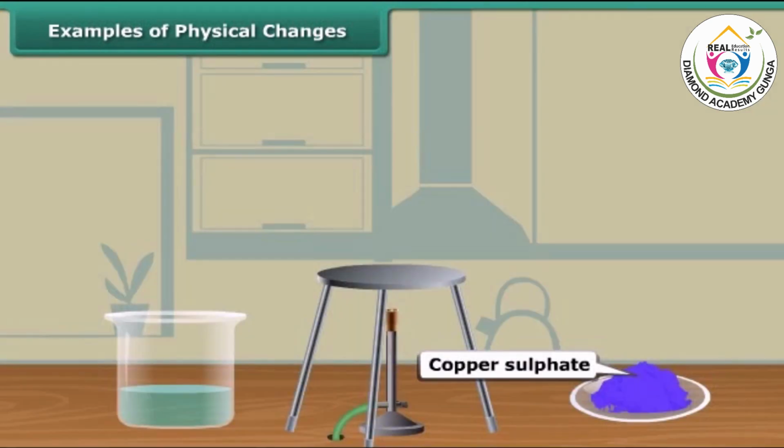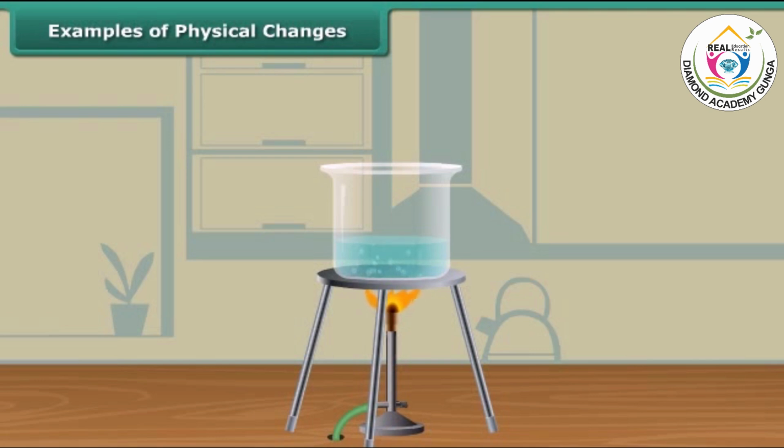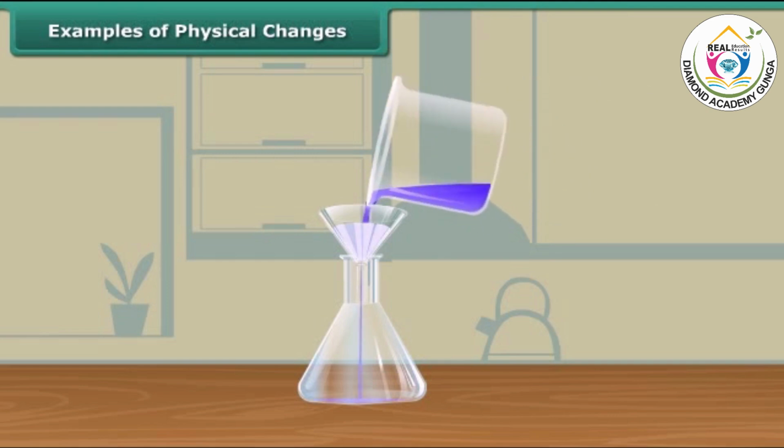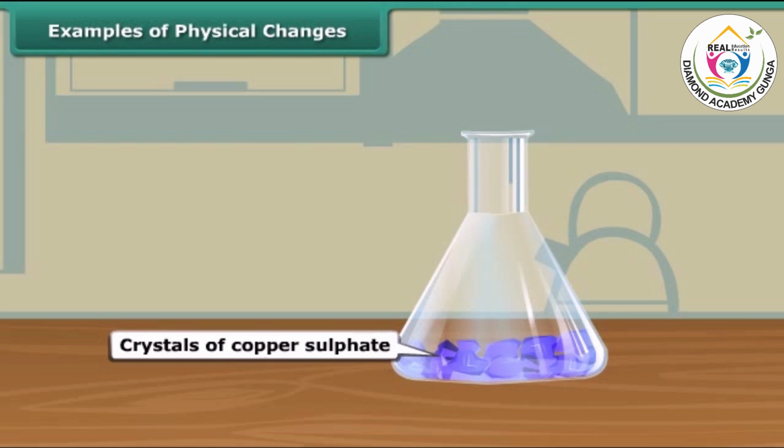To prepare pure crystals of copper sulfate, take about 100 milliliters of water in a beaker. Acidify the water with a few drops of dilute sulfuric acid. Now heat the water. When it starts boiling, add copper sulfate powder slowly with continuous stirring till a saturated solution is obtained. Filter the solution. Allow it to cool. After some time, you will see blue-colored shining crystals of copper sulfate in the solution.